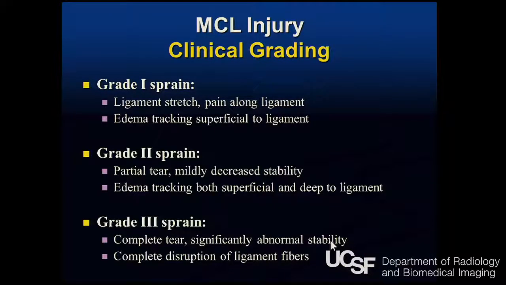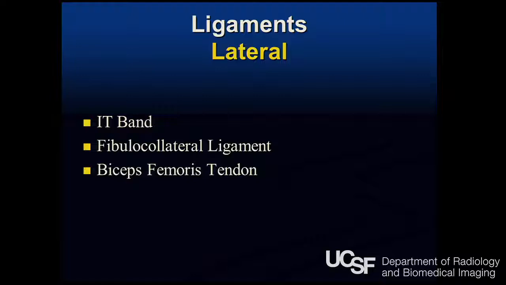The way that these have been graded is all based, again, on the surgical literature. So when we describe this, we'll either describe one, edema tracking superficial to the ligament, just within the soft tissues. Two, we'll describe edema superficial and deep. That suggests associated injury of not only the superficial portions of the MCL, but also the deep portions of the MCL. Or a grade 3 sprain where there is complete tear of that ligament.